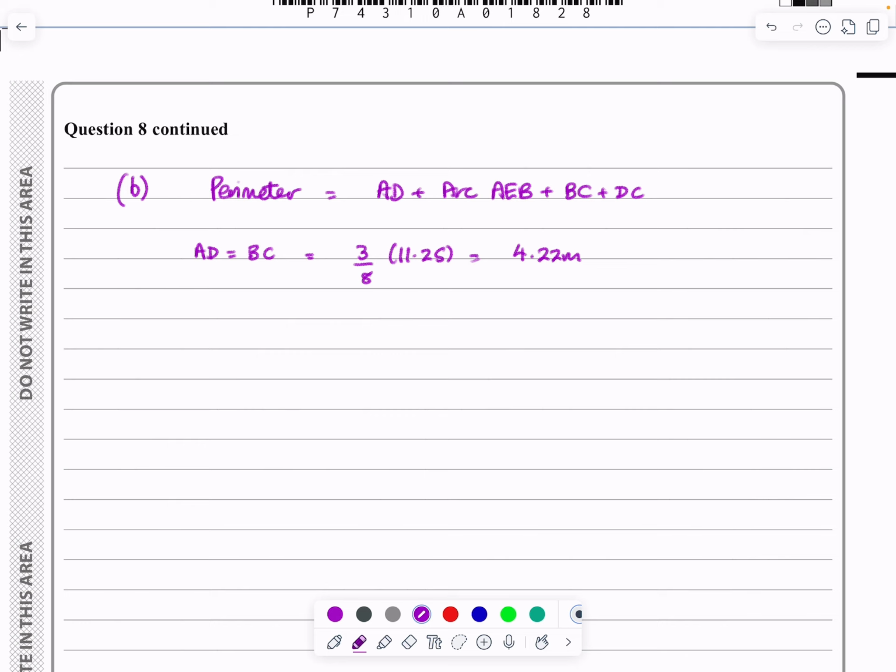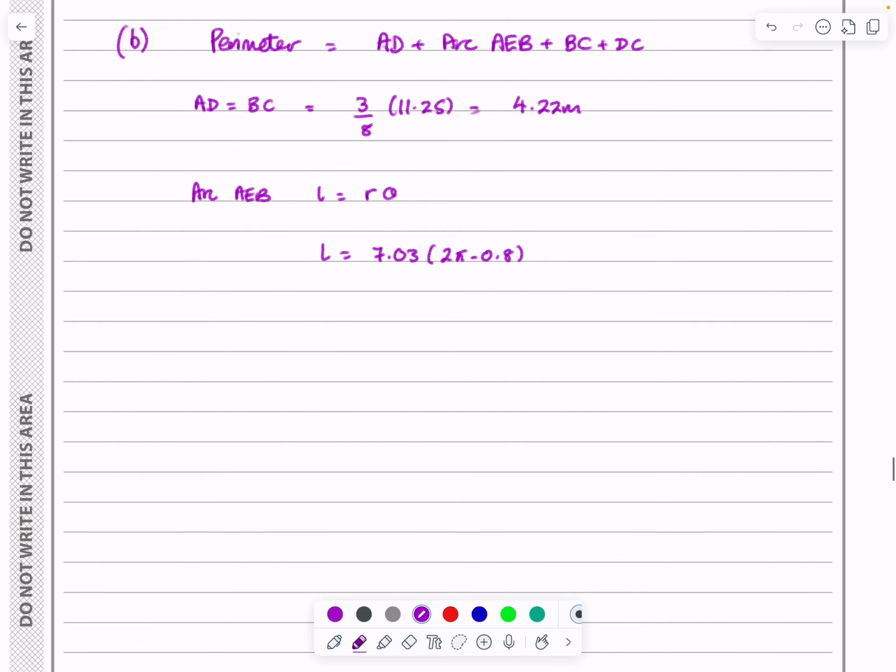11.25 minus 7.03 would give us the same answer. Let's do the arc. So the arc AEB, L is equal to r theta. So L is going to be equal to, the radius is 7.03. And theta here, in fact, I'm going to leave it as 2 pi minus 0.8 rather than even working out what that is and stick all that into the calculator. Just makes it clear to the examiner as to where I'm getting that from. That works out to be 38.5 meters.